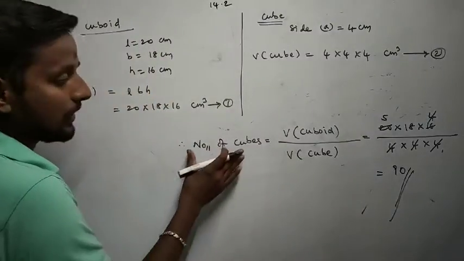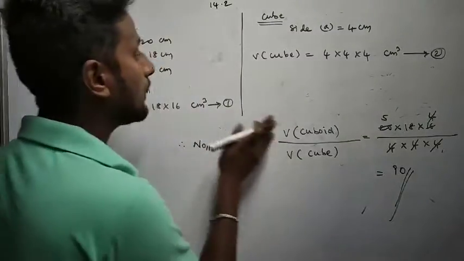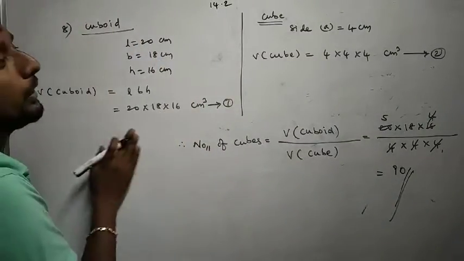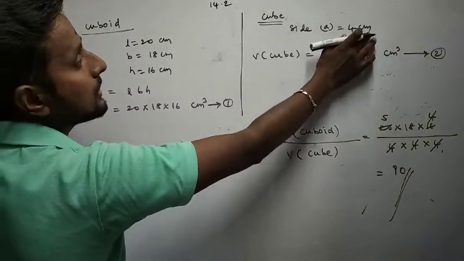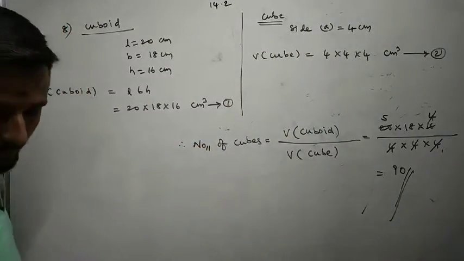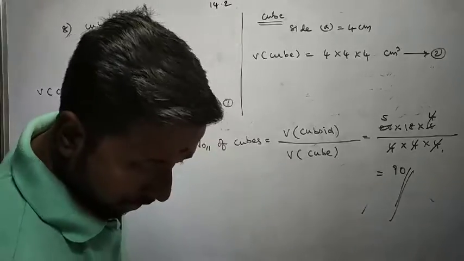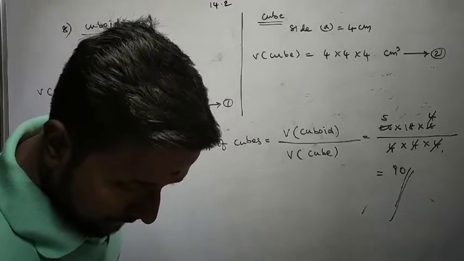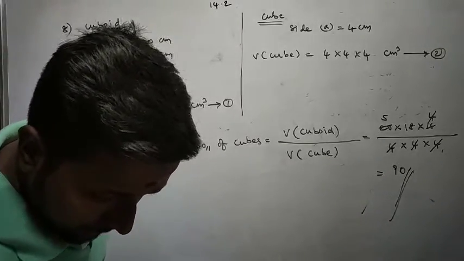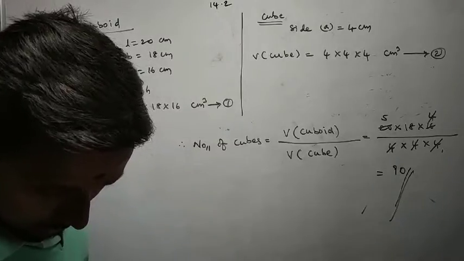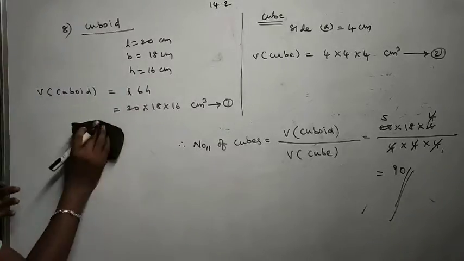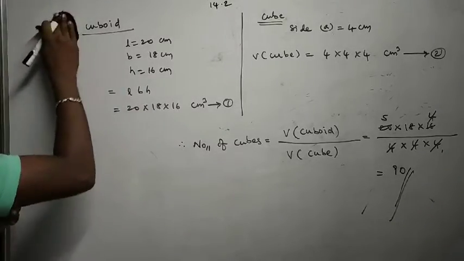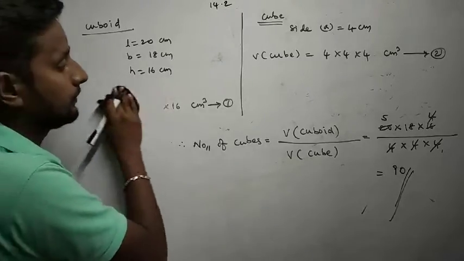So what did you understand? Number of cubes: we can make 90 cubes from the cuboid with a cube of size 4 centimeters. Yes. Ninth question. How many cuboids of size 4 centimeters, 3 centimeters, 2 centimeters can you make from a bigger cuboid? Ninth question.